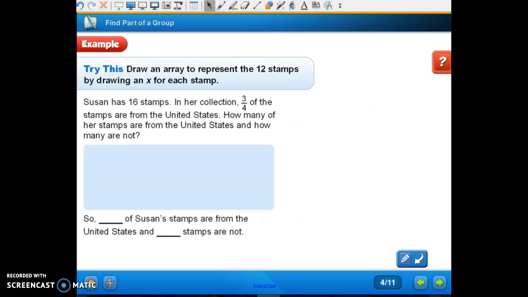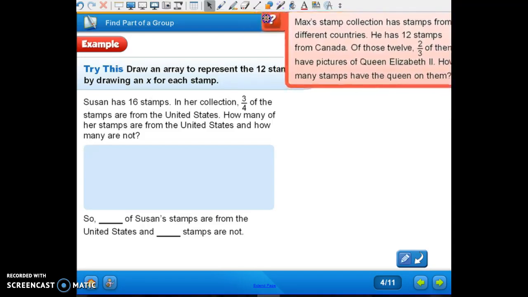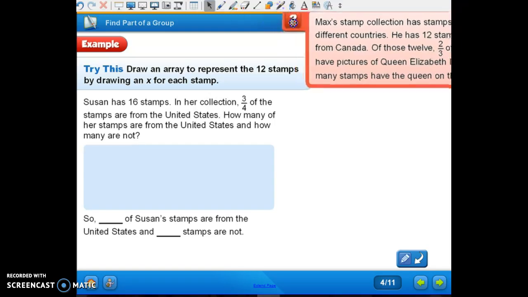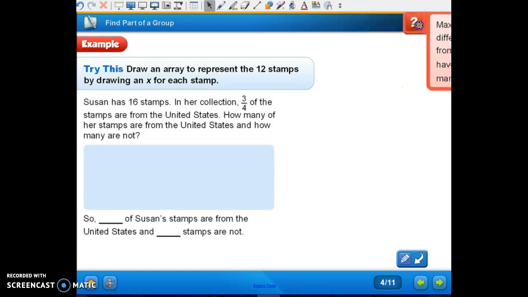Okay, now we're moving on to the try this at the bottom of page 292. We still have Max and his stamp collection. It says draw an array that represents 16 stamps by drawing an X for each stamp. Susan has 16 stamps. In her collection, 3/4 of the stamps are from the United States. How many of her stamps are from the United States? And how many are not?